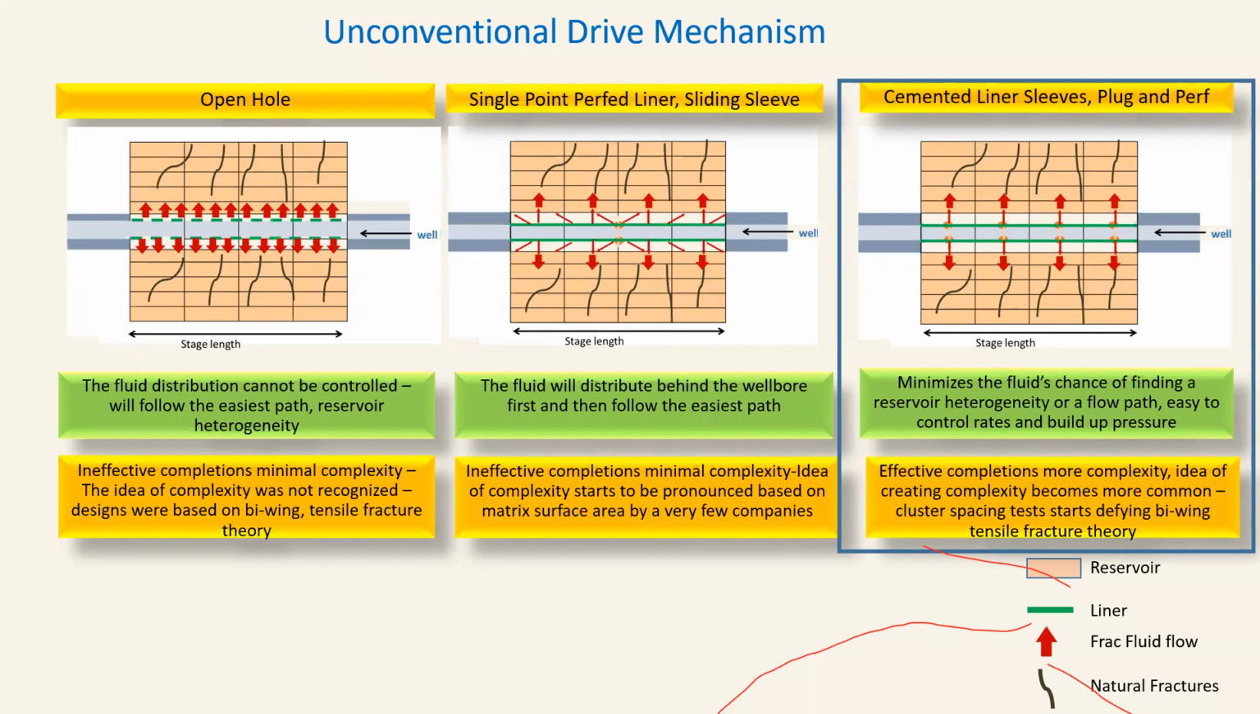Companies switched to single point perf liners, sliding sleeves, and other things for a time, but those almost did nothing to reduce the issue because they still had a huge amount of rock face being exposed. Eventually, all US companies have moved to cemented liner sleeves and plug and perf to have limited entry into the reservoir. And a few companies are trying what we call ultra limited entry, in which there's only a couple of perforations per stage, as in two or three holes in the entire stage for the fluid, but that is still in testing, let's say. There are issues we run into.